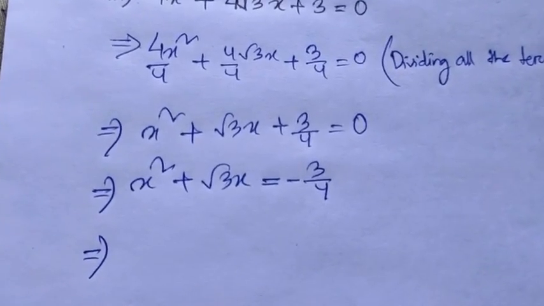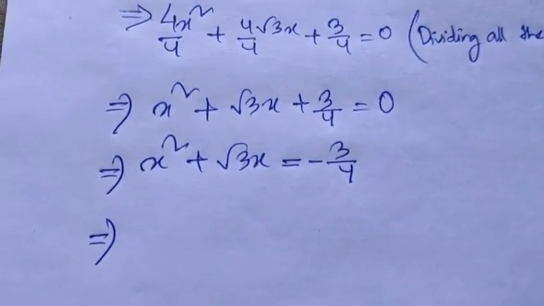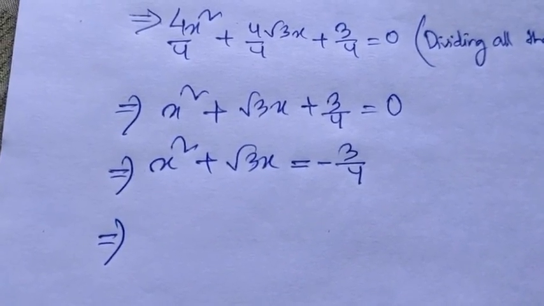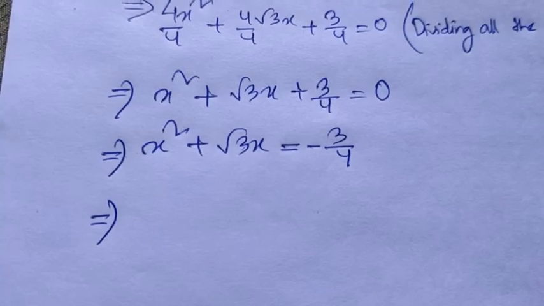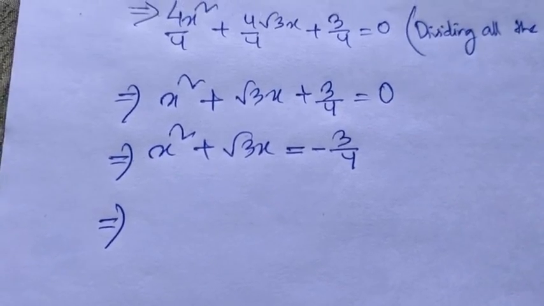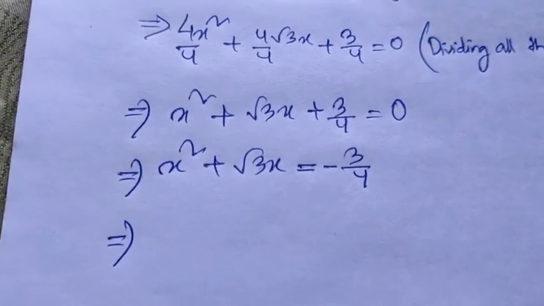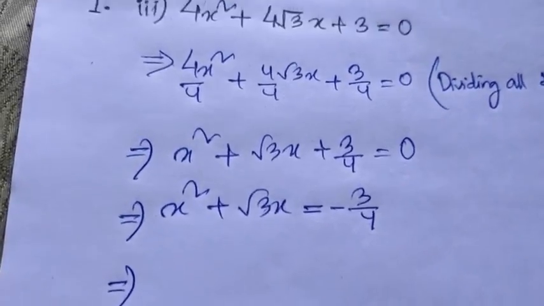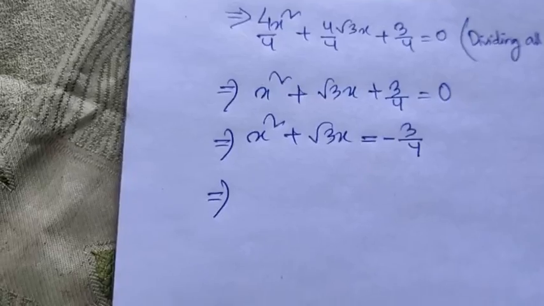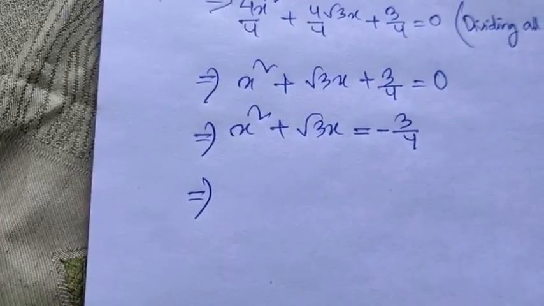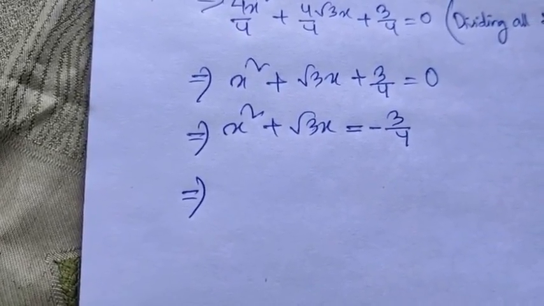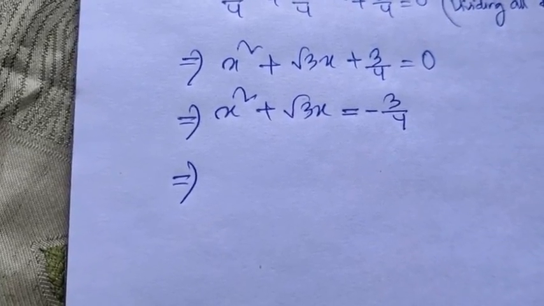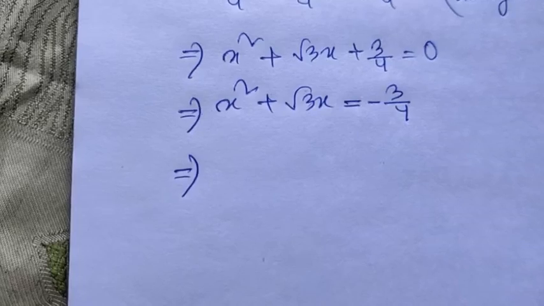The next, here comes the main point. If you can't get this point, you cannot proceed. This will become very tough. Here pay much more attention than whatever attention you are paying till now. As you can see, in the LHS we have x square plus root 3 x, in the RHS we have minus 3/4.